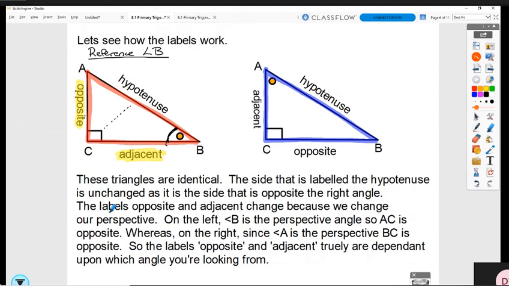If we bring our attention now to this triangle, the blue one over here, our reference angle is now reference angle A.